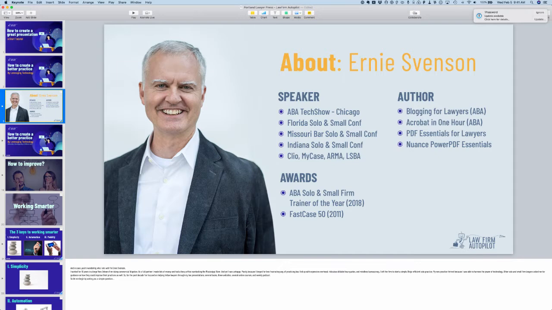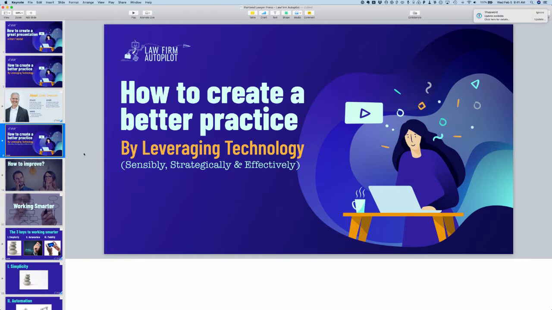Then when I want to give the talk, I'm going to go right back to this slide. But now I've added the words sensibly, strategically, and effectively, which bounces in with a build that's kind of attention getting. So when I flip to that, they're going to have already seen this other stuff, but now they're going to get this little indication that what I'm going to be talking about is that you have to leverage technology in the right way, namely, sensibly and strategically.